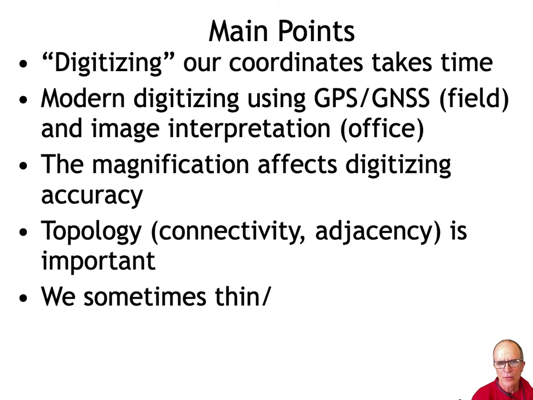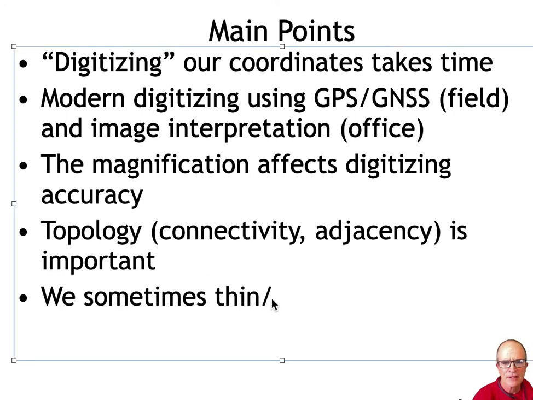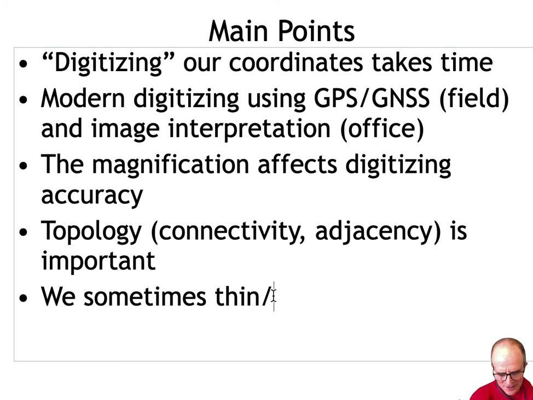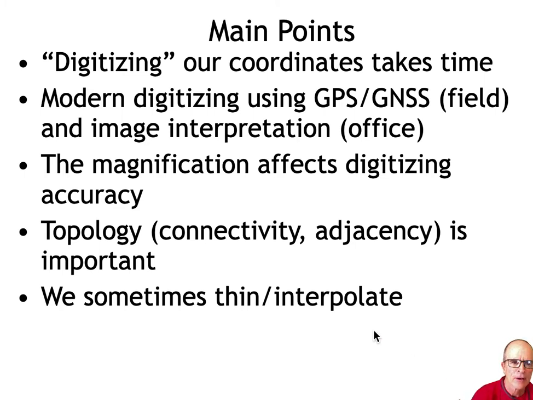We spend a lot of time working with what's called the topology, the connectivity, adjacency, the correct net, getting a mesh that is complete but doesn't overlap in polygon data layers or in network or line data layers. So we have to work with that. We sometimes thin or interpolate, expand our data as we've digitized to get the boundaries at a higher or lower point density throughout our data layer.